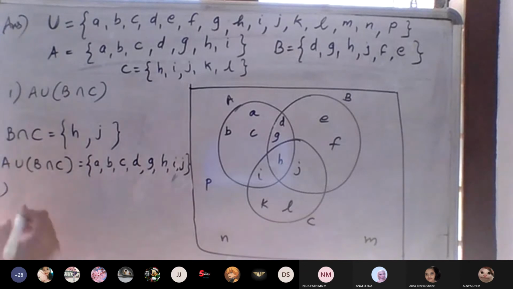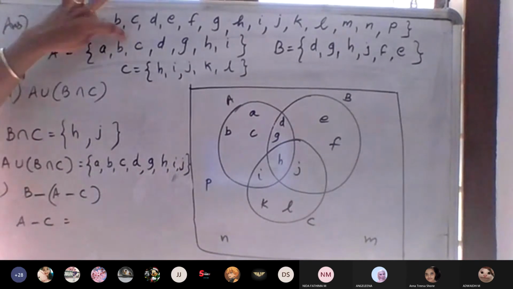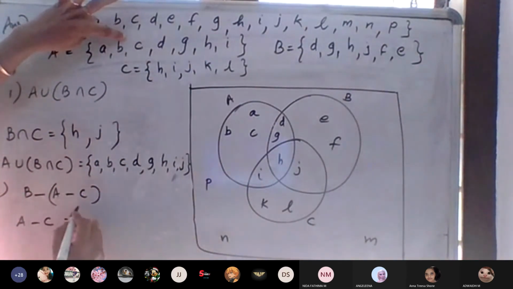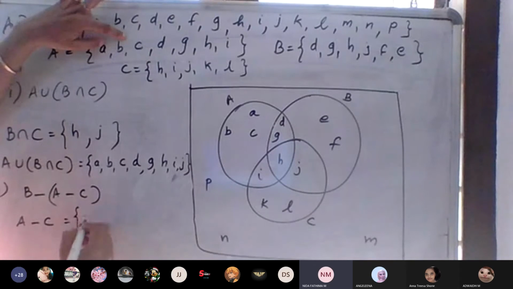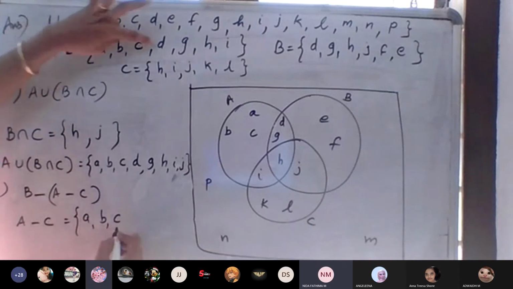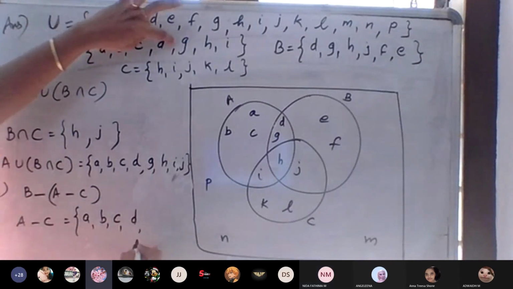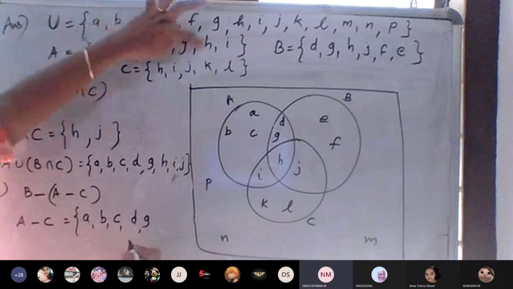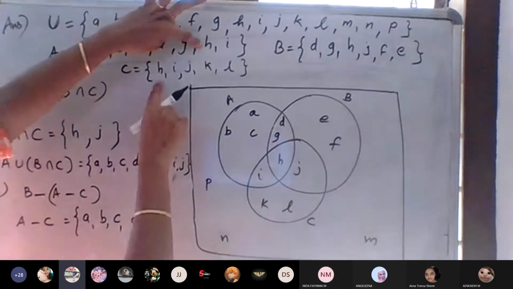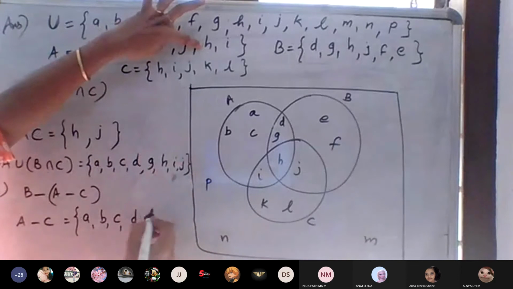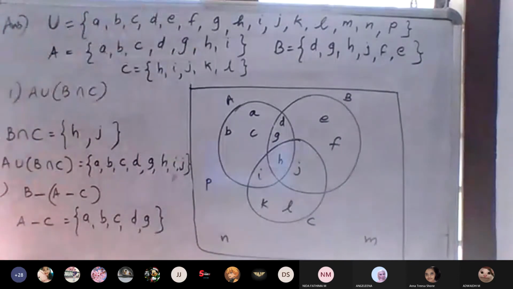Then B minus A minus C. So for that, first we have to do A minus C. What about A minus C? A, B, C, D, G also. G, H we don't want to write. H is here, I also here. So B, G.